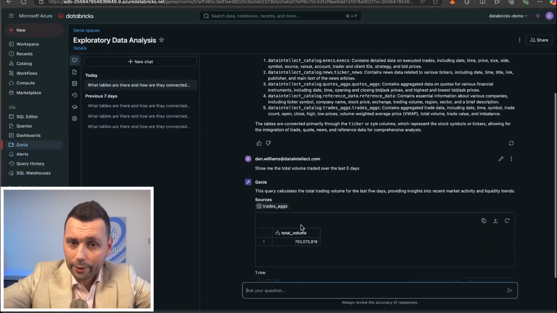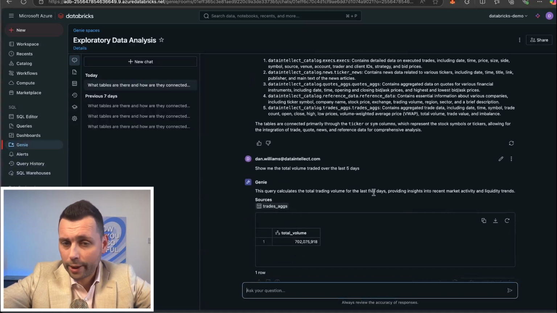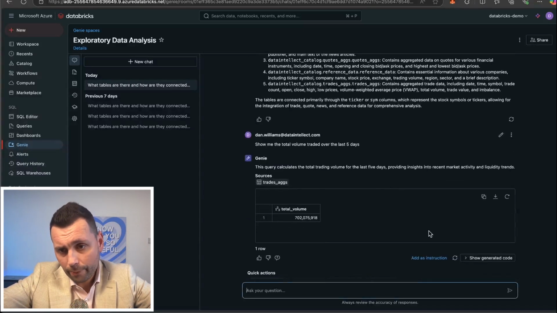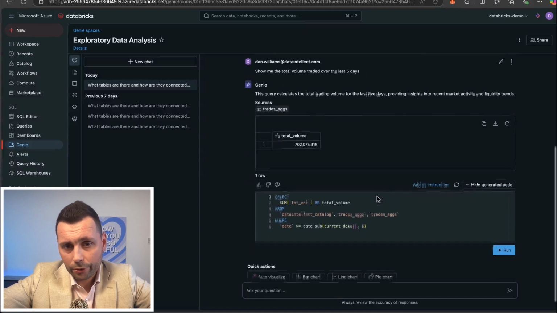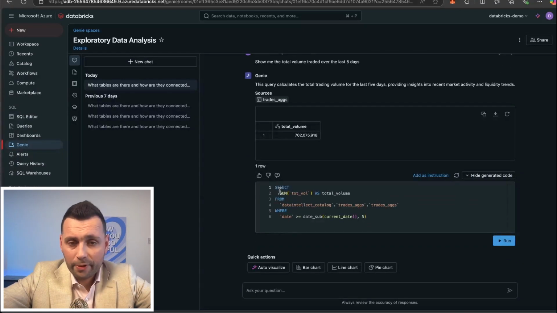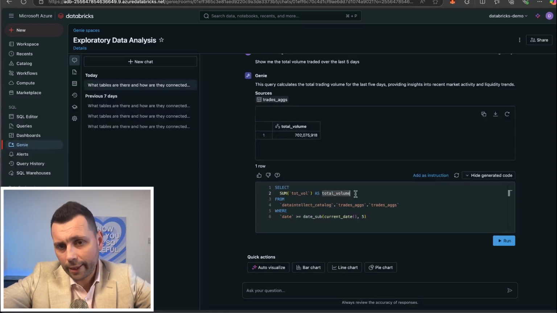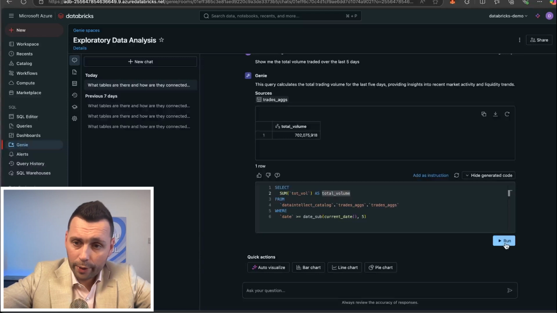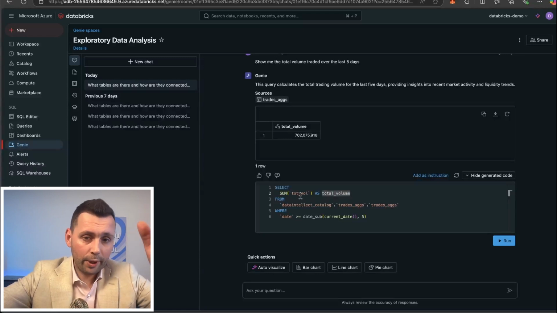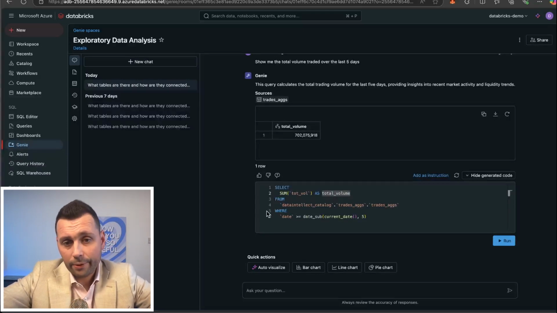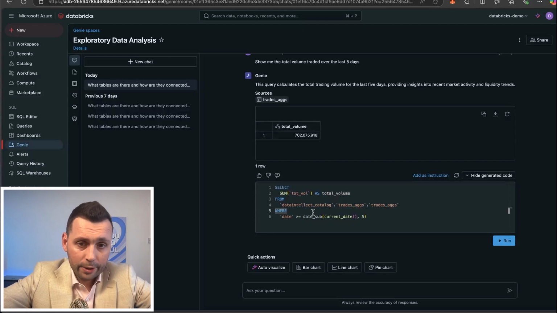Now this query calculates the total trading volume for the last 5 days. We can see the total volume and we can check the generated code to see whether this makes sense. It's perfectly fine. It just summed up the total volume as total volume from the trades table. We can see the sources that Genie tapped into, and we can also see the SQL query. We can also modify it if we wish, and we can always rerun it if Genie made a mistake. But in this scenario, Genie ran this query perfectly fine.